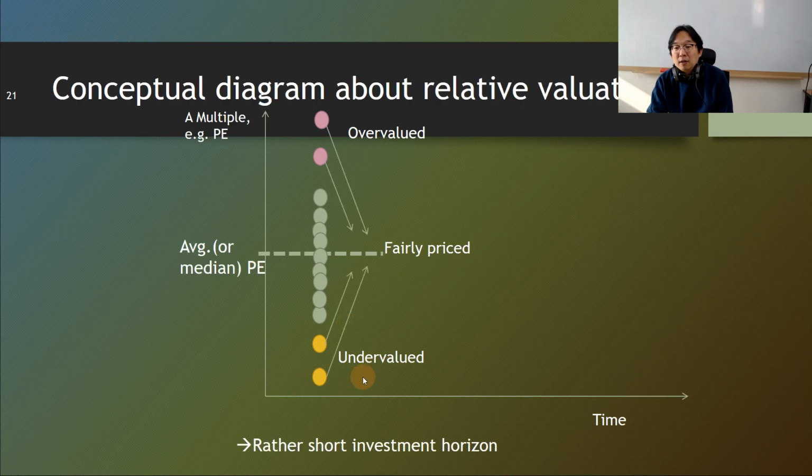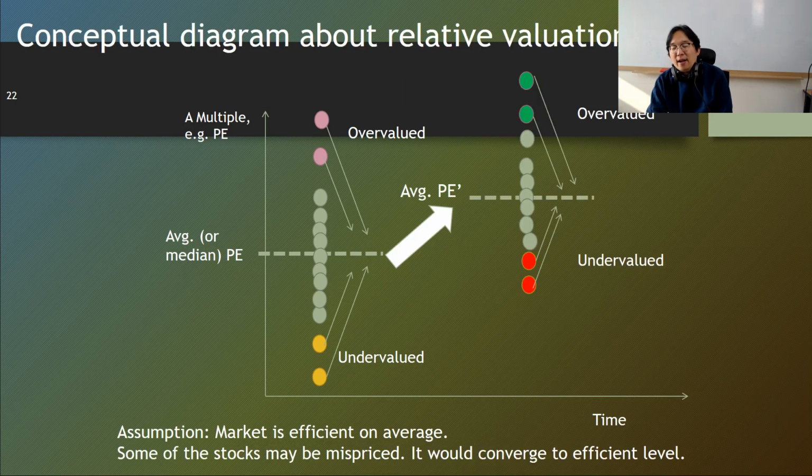And then the idea is that pretty soon it's going to converge to fair level. Okay? Hopefully within a month or quarter or less than a year, right? And then what if time moves on, one year later, and the average PE level goes up? It doesn't matter. Let's say that this is the efficient level. Okay, bubble or bust, I don't care. Everything is efficient. Every time it is efficient for the average level.